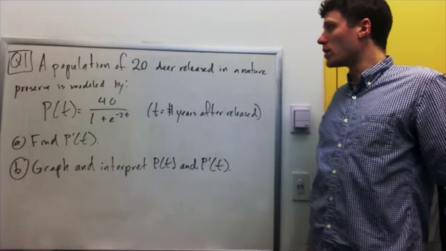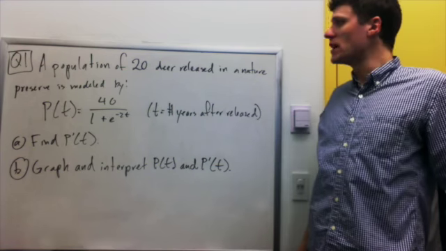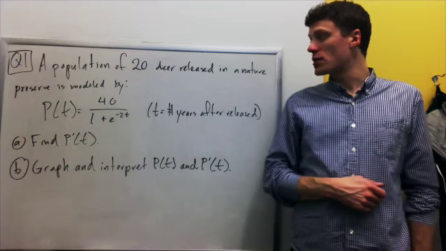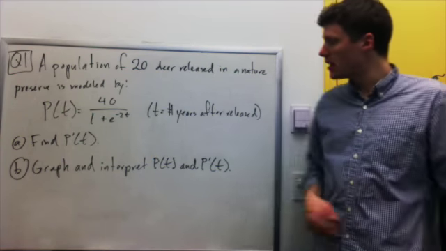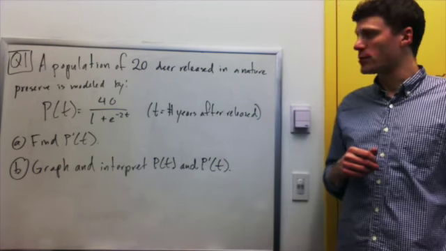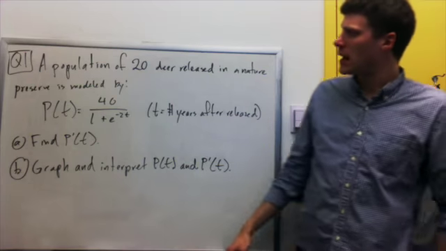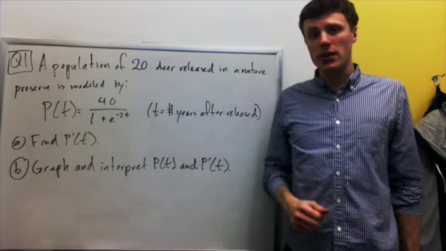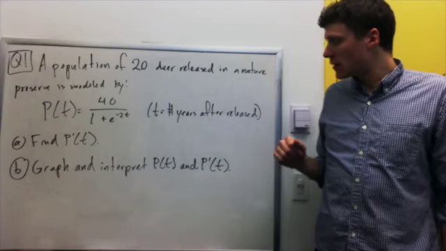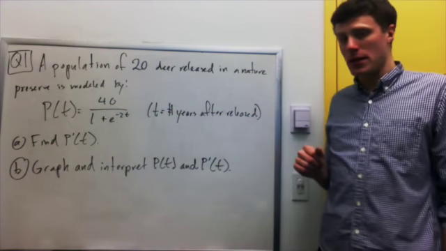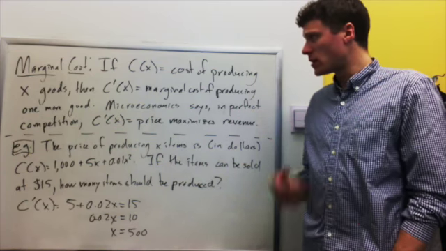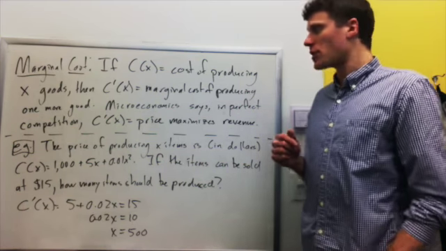Okay, here's question 1. A population of 20 deer released in a nature preserve is modeled by the equation p of t is 40 divided by 1 plus e to the minus 2t. t is the number of years after the population is released, and p is the number of organisms. So A, let's find p prime of t, and then B, let's graph and interpret both p of t and p prime of t.